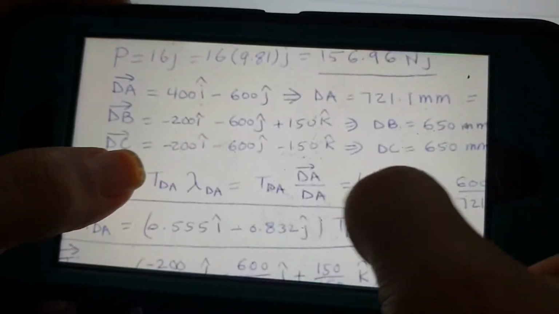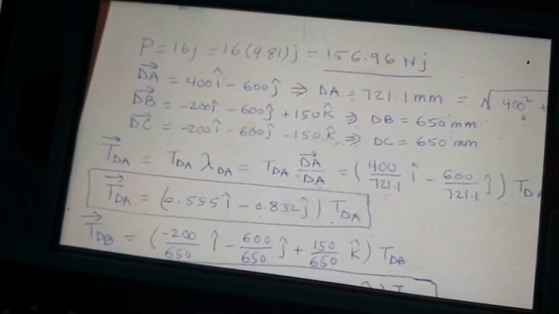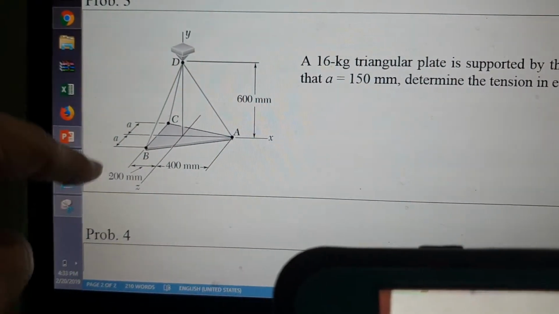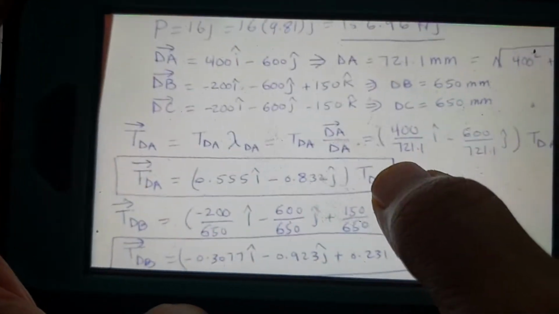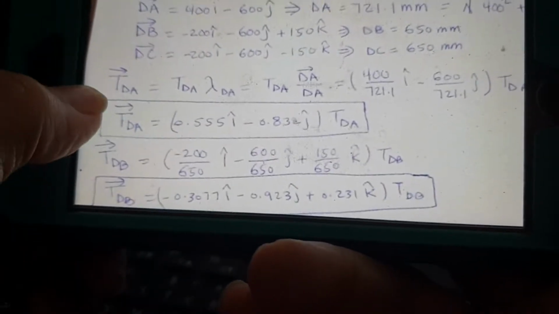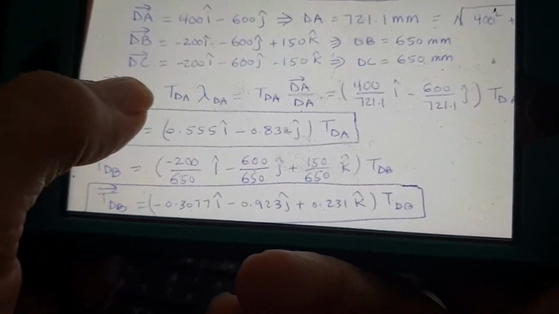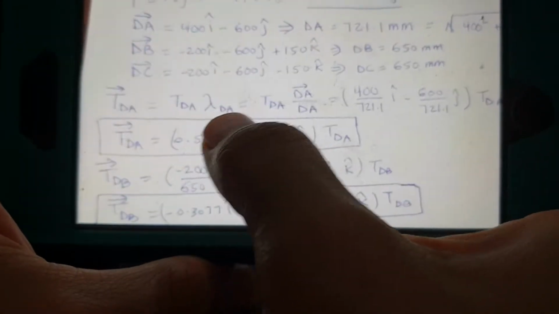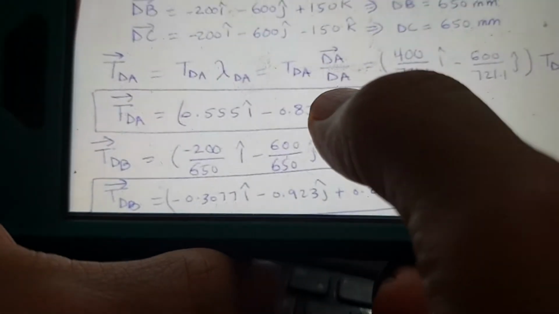Once you find this position vector for dA, because we want to find out the tension in each wire, you have to know the position vector. So you have to know dA, dC, and dB. Once we find them all, these are the position vectors. You find the magnitude. Once you find the magnitude, you go and find the actual tension vector for dA, which is equal to the magnitude times lambda dA. And lambda dA is equal to the vector dA over the magnitude dA.